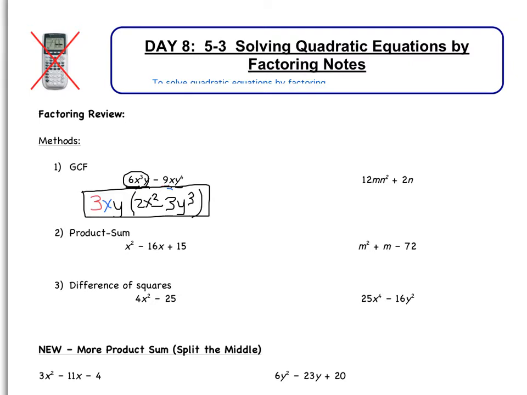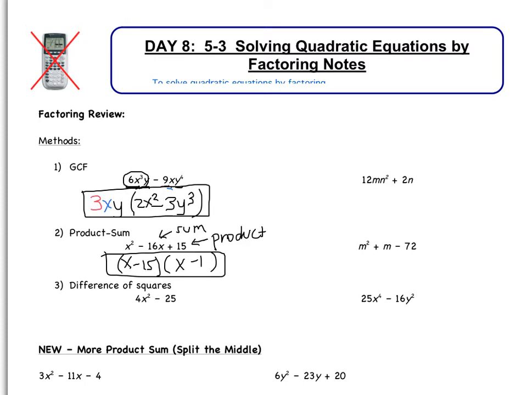So let's go down to product sum. I'm looking for two numbers whose product is 15, so who multiply to 15, and whose sum is negative 16, so add to be negative 16. You should recognize right off the bat that that's negative 15 and positive 1. Negative 1, sorry. Negative 15 and negative 1 multiply to positive 15 and add to be negative 16. So I get x subtract 15, x subtract 1. And that could be in the reverse order.